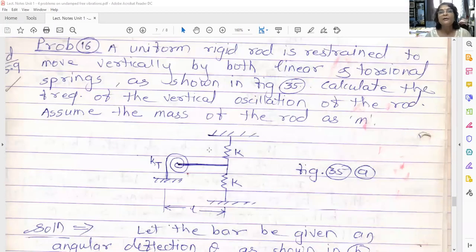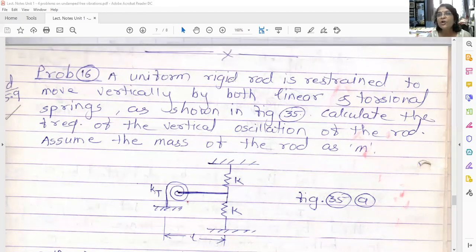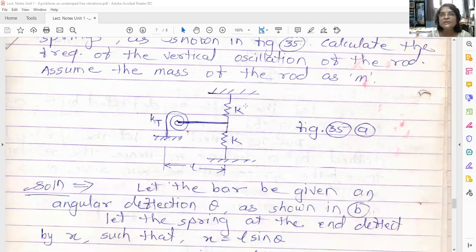See, this is the problem which will give you the linear stiffness, the stiffness of the spring, and the torsional stiffness of the spring. So let us see the statement. A uniform rigid rod is restrained to move vertically by both linear and torsional springs. So this is the problem wherein both types of springs are used, linear also and torsional also. As shown in the following figure, calculate the frequency of vertical oscillation of the rod. Assume the mass of the rod as m.